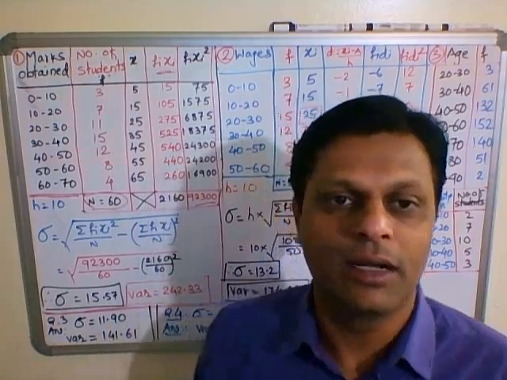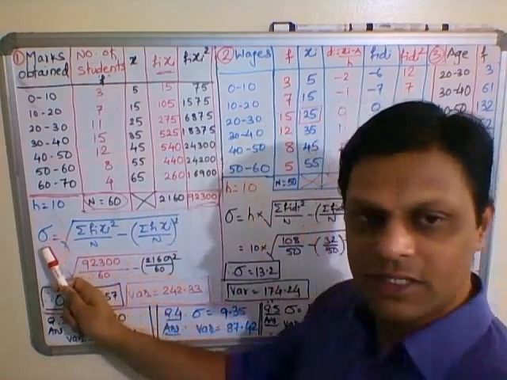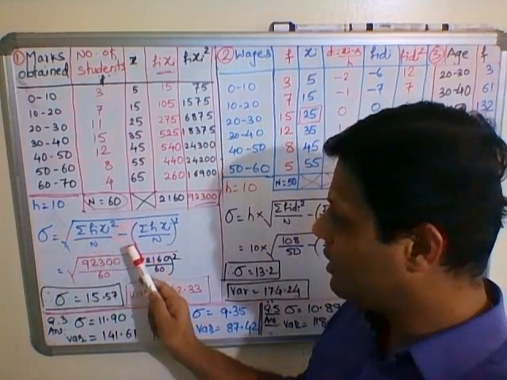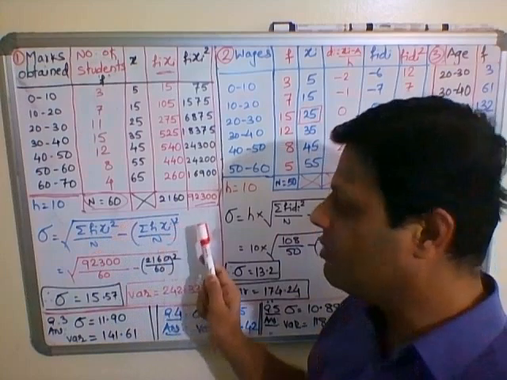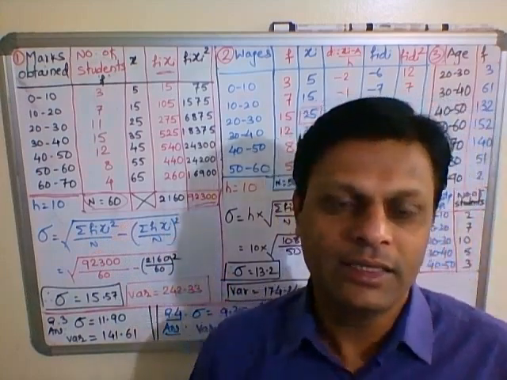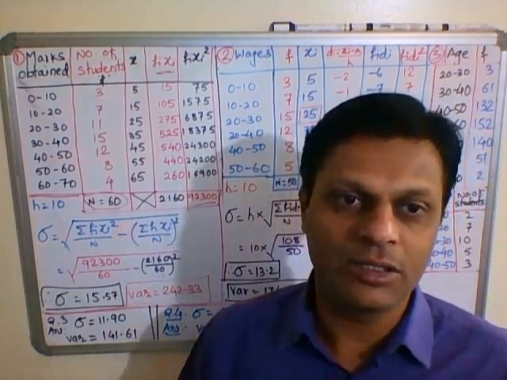So let us calculate. For that we have the first basic formula. Standard deviation is equal to square root of summation fi xi square upon capital N minus bracket summation fi xi upon capital N bracket square. We have learned this in the previous method. The same we can use here for class interval data or group frequency distribution.